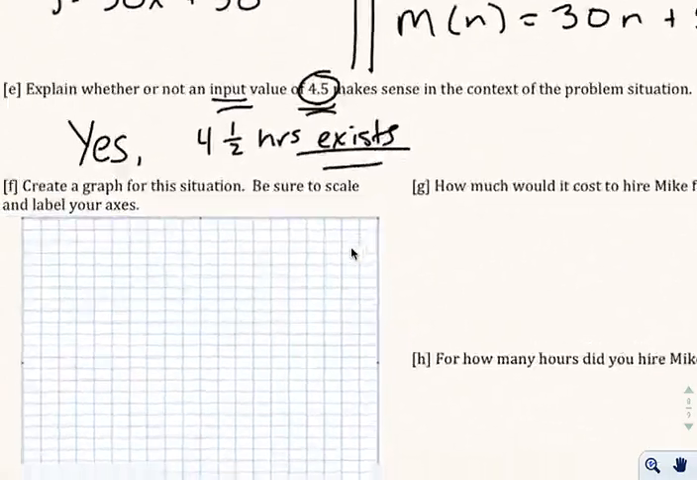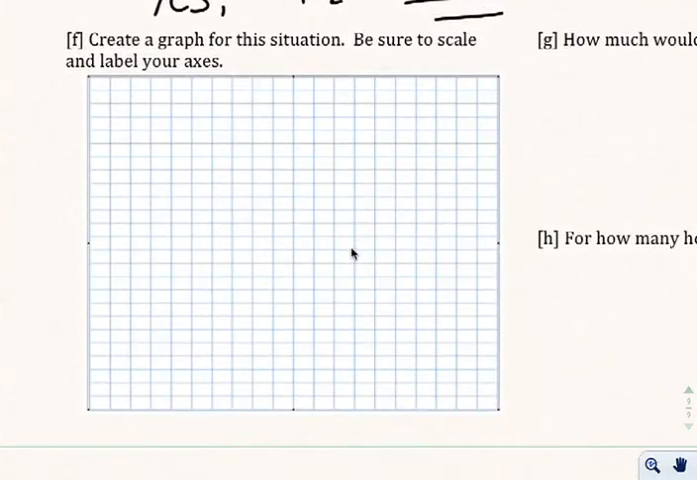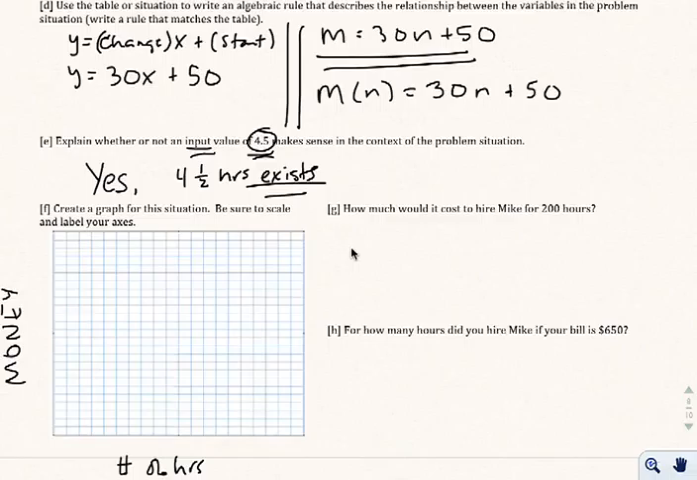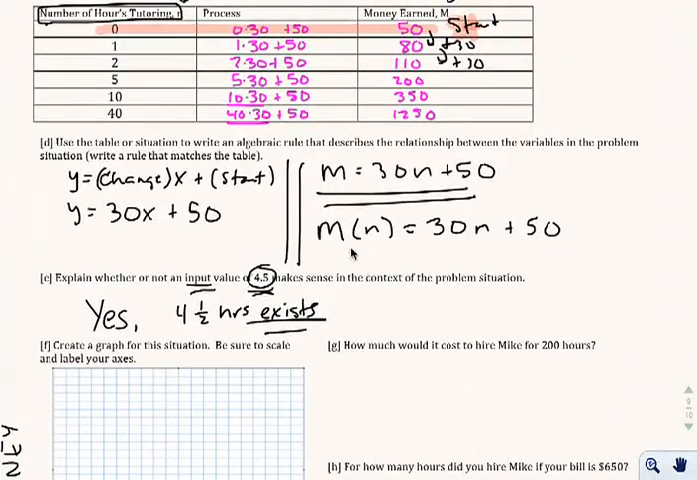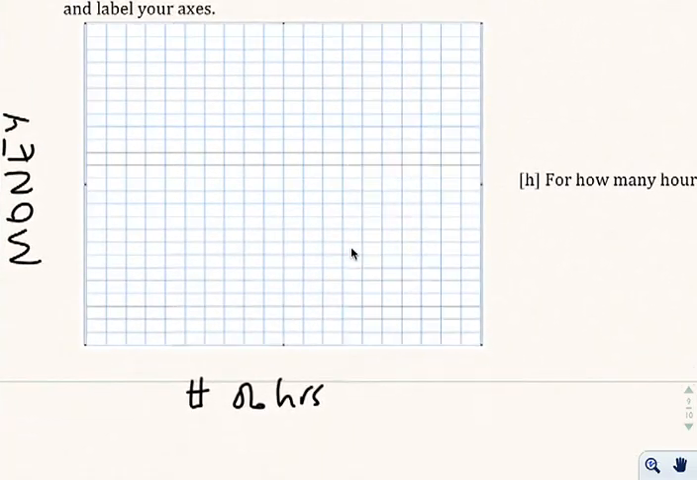Okay? So let's go ahead and graph this guy. We have to scale and label the axes. Well, I can start with the labels. This will be number of hours, and this right here is going to be money. So now it's a matter of re-referencing our table to see where we actually have to go. So if we look at my hours, the biggest number of hours I have to show is 40. So now I have to ask myself, well, if I have to go from 0 to 40, what do I want to count by? Let me darken my axes here.